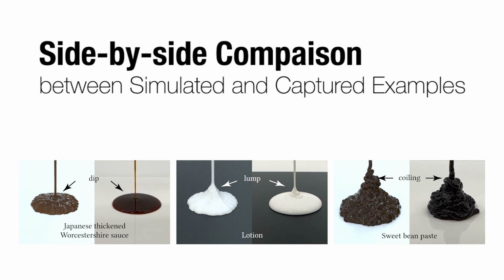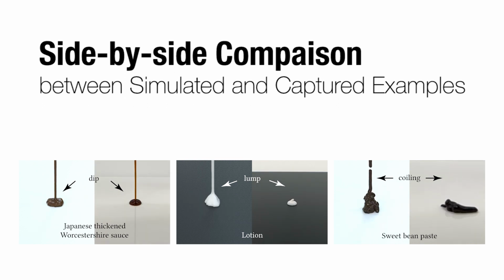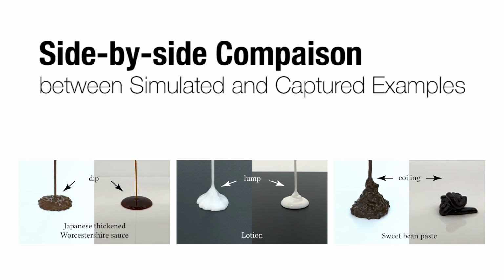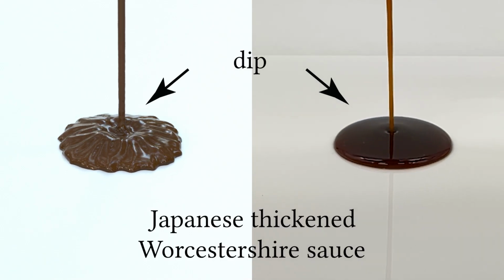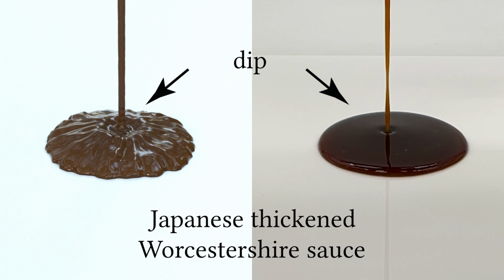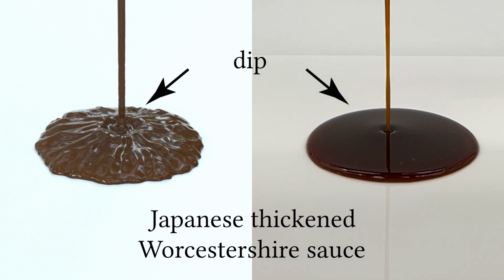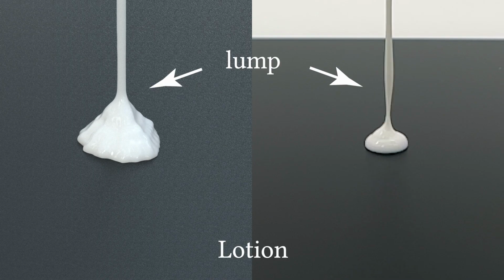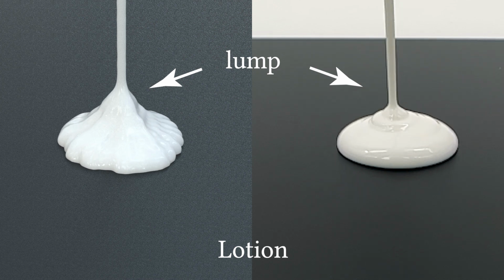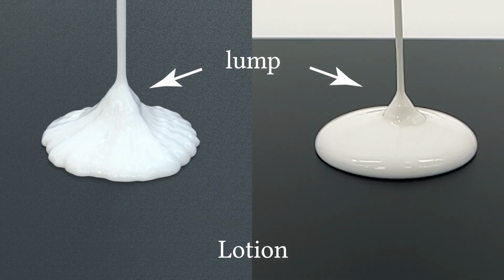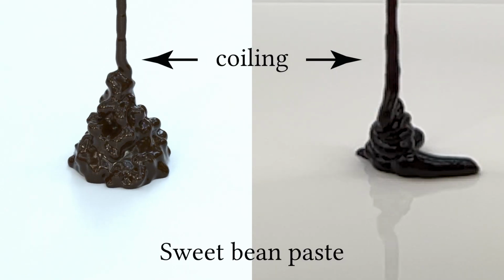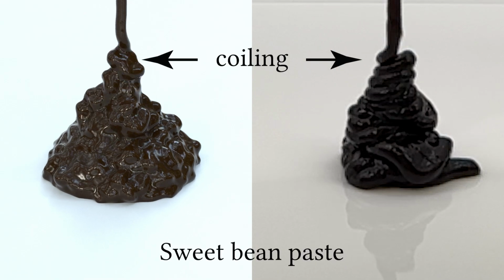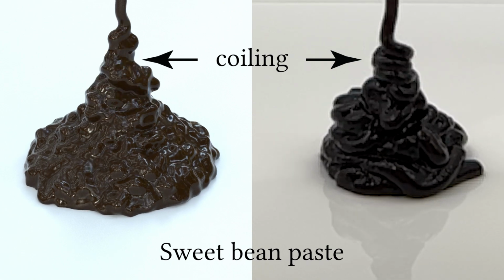Nevertheless, the comparisons indicate that we can capture a couple of interesting effects due to non-Newtonian viscosity. With relatively low effective viscosity, Japanese thickened Worcestershire sauce forms a dip near the location of impact, whereas lotion, having higher effective viscosity, forms a lump and the material avalanches down the lump when flowing. Having much higher relative viscosity, we observe the coiling behavior for sweet bean paste.